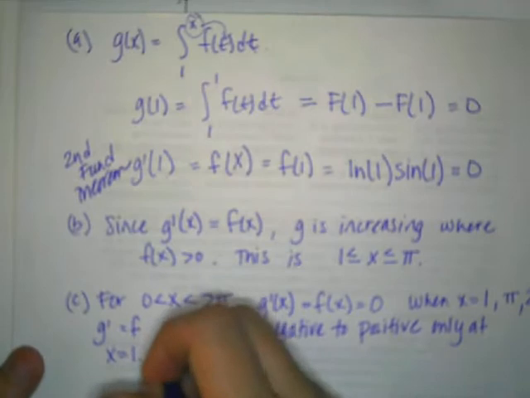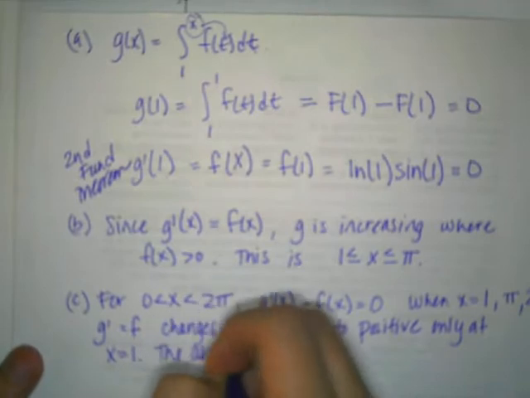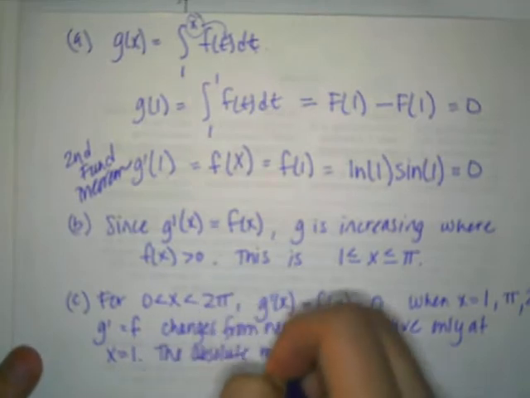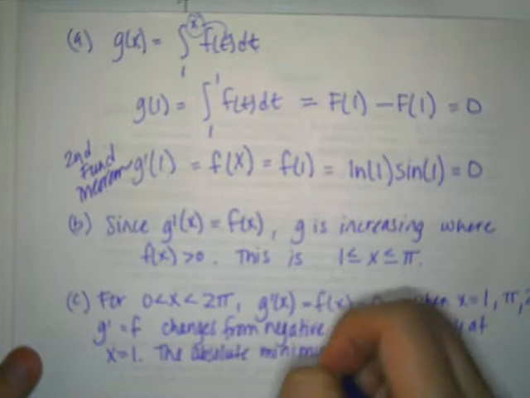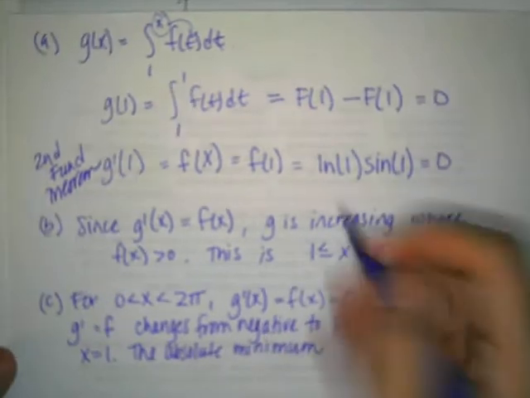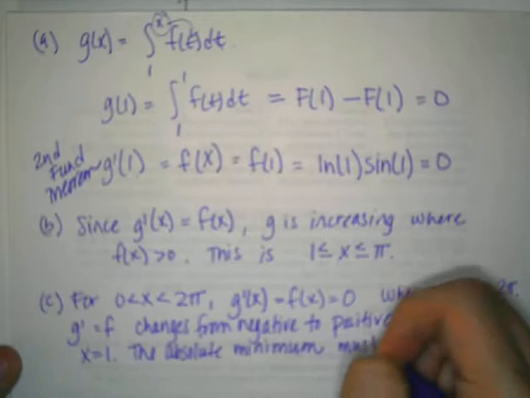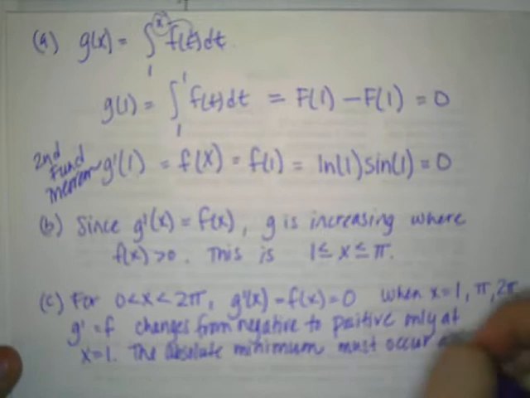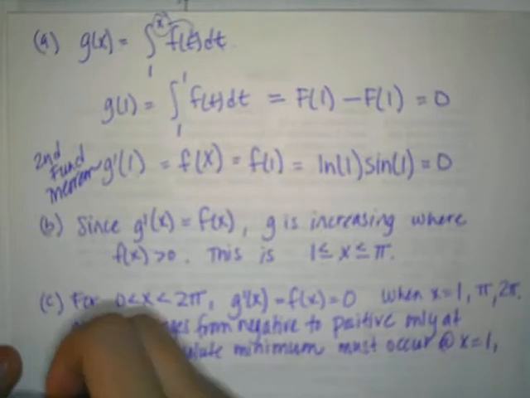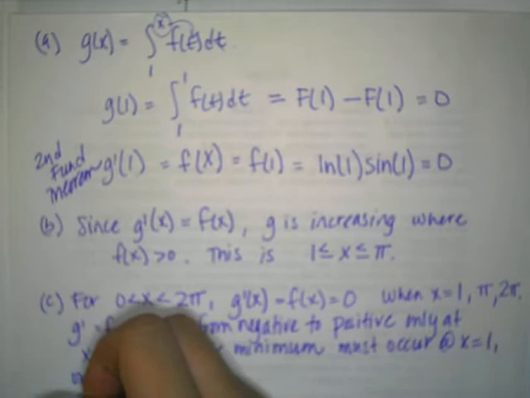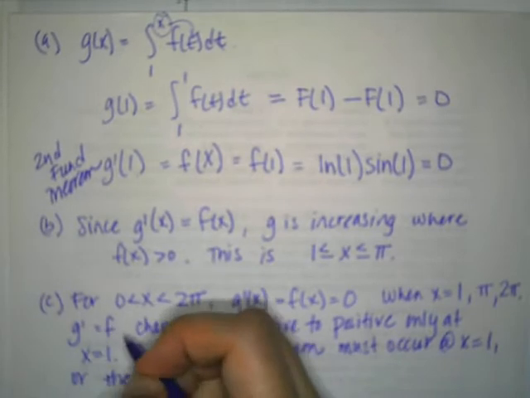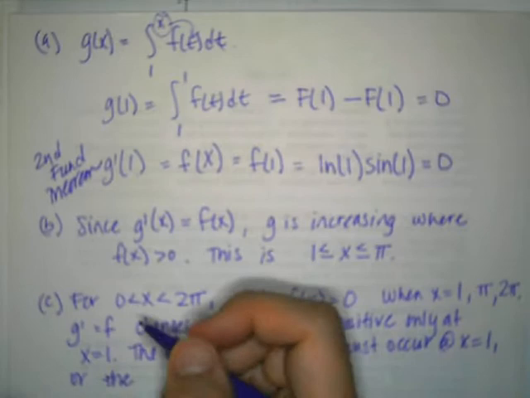So we would say that the absolute minimum must occur at either x equals 1 or the right endpoint.